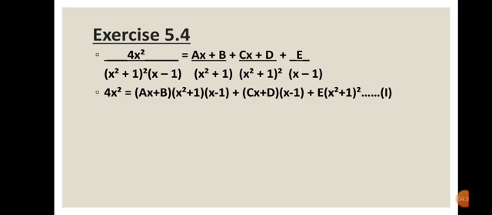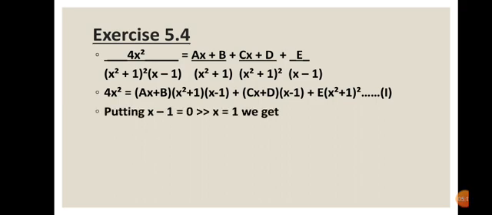Multiplying both sides by x square plus 1 whole square into x minus 1, which is the denominator of the first term, we get 4x square is equal to Ax plus B into x square plus 1 into x minus 1, plus Cx plus D into x minus 1, plus E into x square plus 1 whole square. Now students, there is a linear factor x minus 1. So first of all, we will put x minus 1 equal to 0. It will give us one value of an unknown.